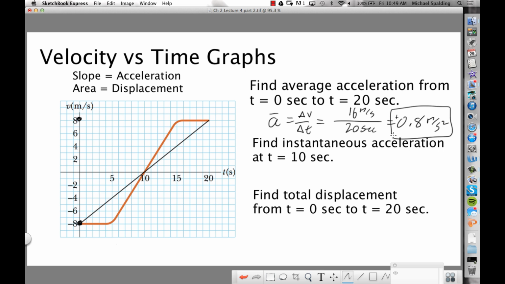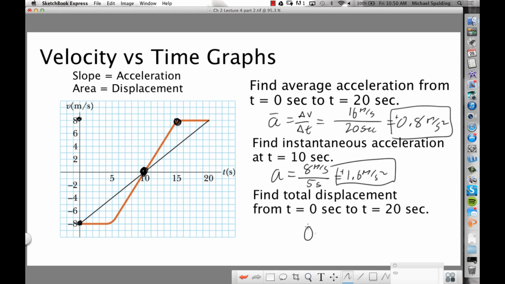Positive. All right, instantaneous acceleration at t equals 10, right here. How do we find the instantaneous acceleration? That's just going to be the slope of this line right there. So you can use any 2 points you want. So I will use this point and this point up there. So acceleration, the rise there was 8. The run is 5. So this comes out as 1.6 meters per second squared, positive.